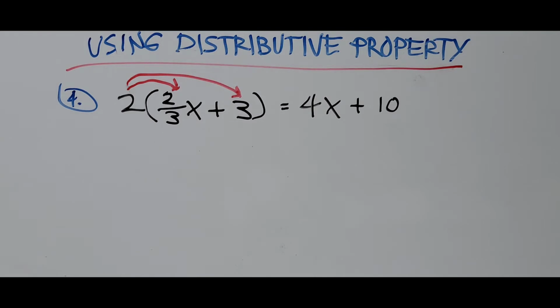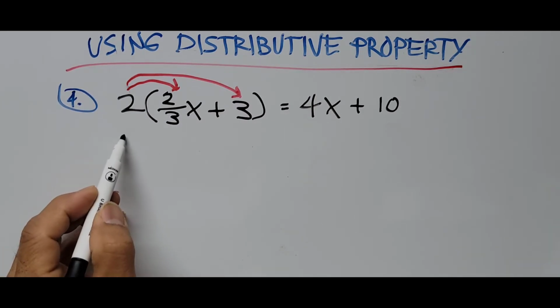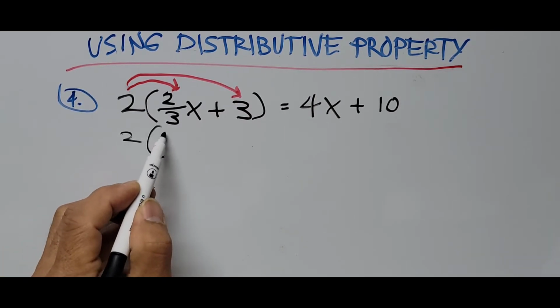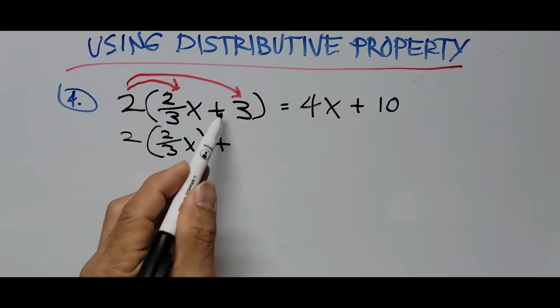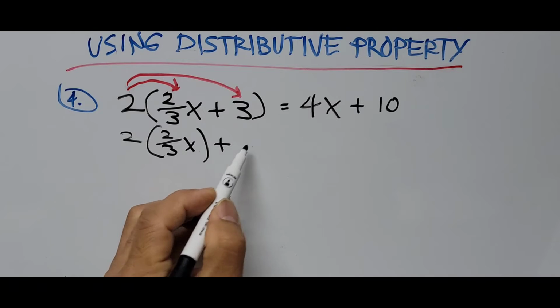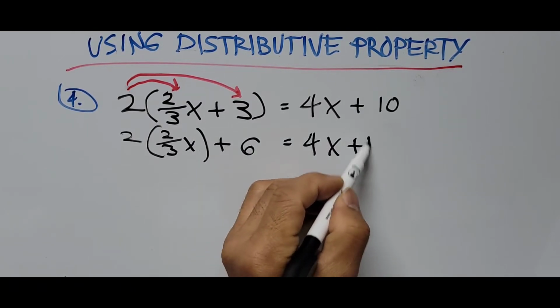So let's do that first. So PEMDAS again. We do employ parentheses first. So solve what's in there. So 2 times 2/3 x plus, since plus is plus, 2 times 3, that's 6, equals 4x plus 10.